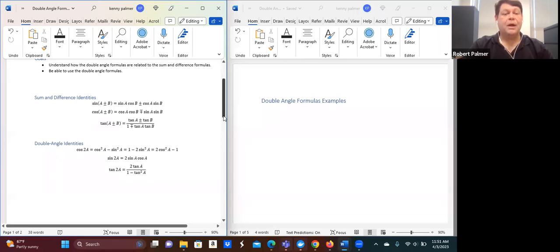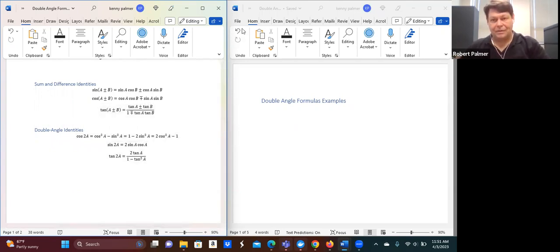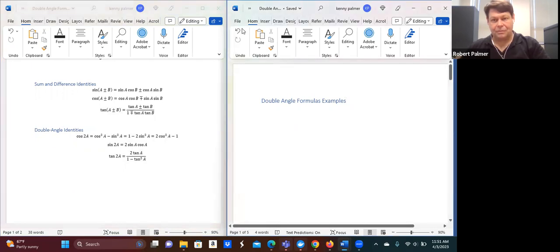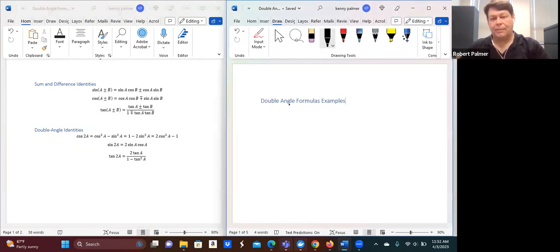First, let's show how I can get what are called the double angle formulas from the sum and difference formulas. So let's take a look at that.